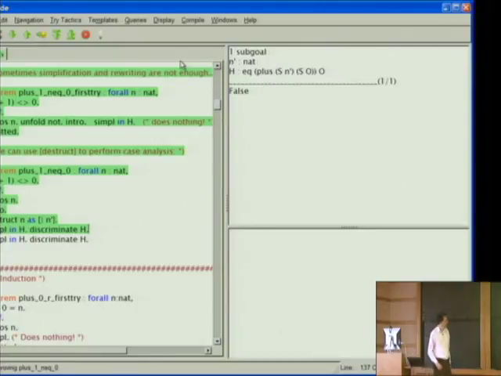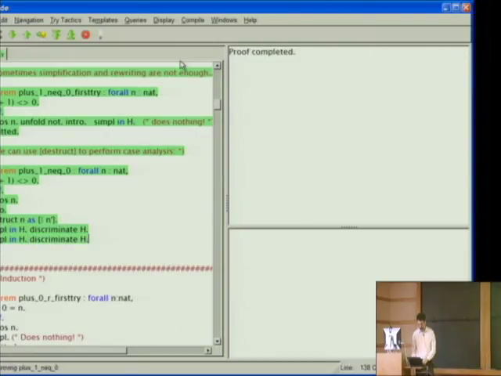OK, now here's our other goal, that the plus of the successor of n prime with the successor of O equals O. And since the left-hand argument of plus is a constant, now simplification will do the case analysis in plus. So now that's that the successor of something equals O. And again, we can discriminate in H. And our proof is done. OK.